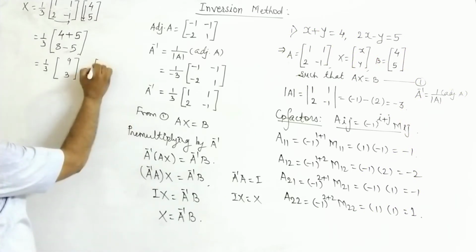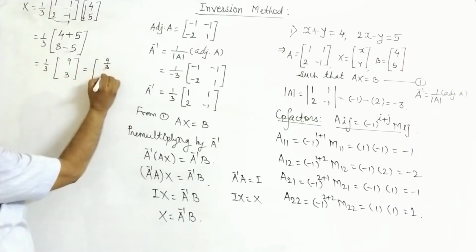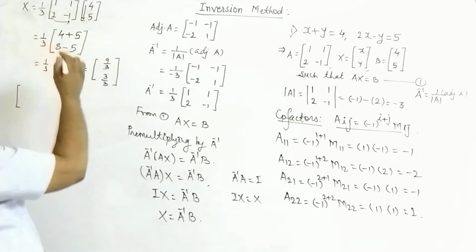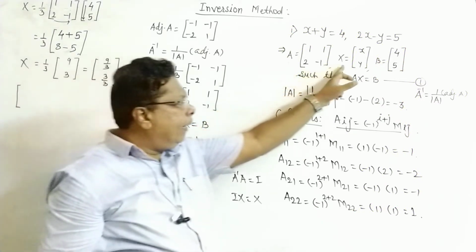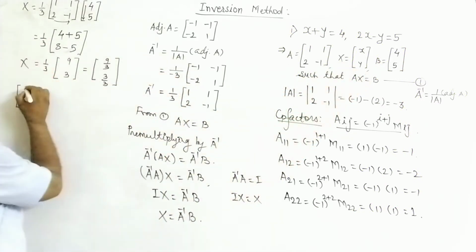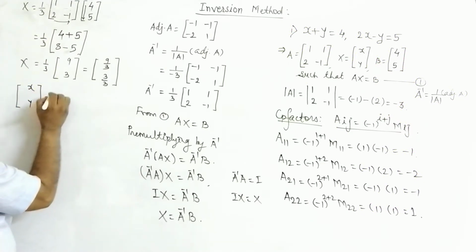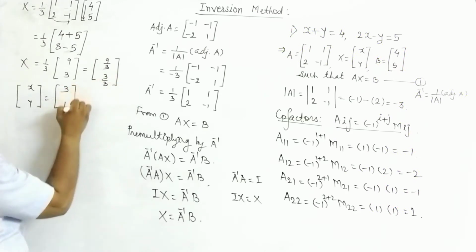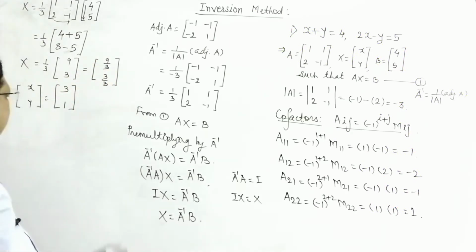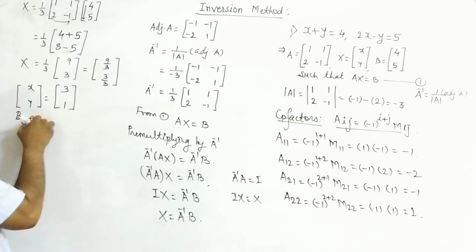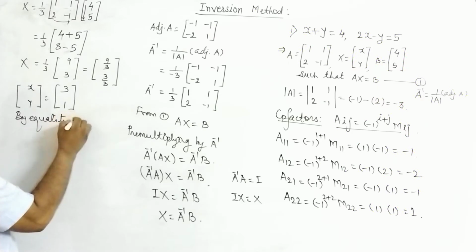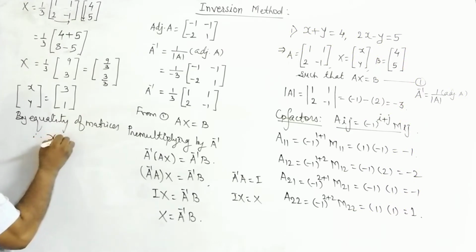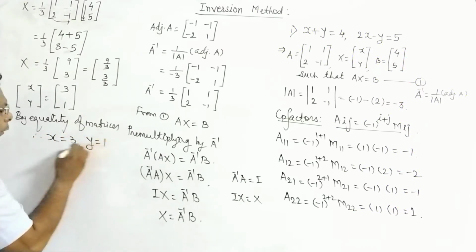So now here we can divide by 3. It is 9 upon 3, 3 upon 3. So x is equal to, what is x? X is variable matrix xy. So xy is equal to 9 upon 3 is 3, 3 upon 3 is 1. By equality of matrices, x is equal to 3 and y is equal to 1.